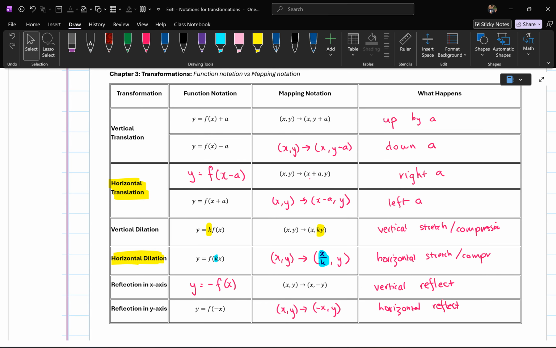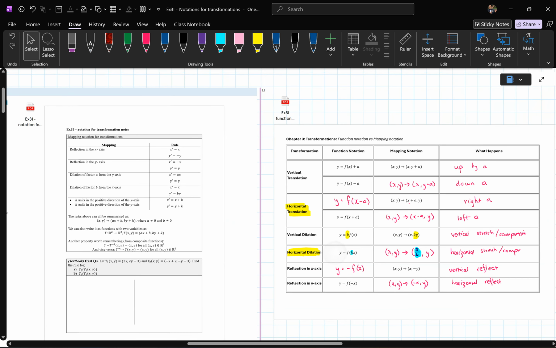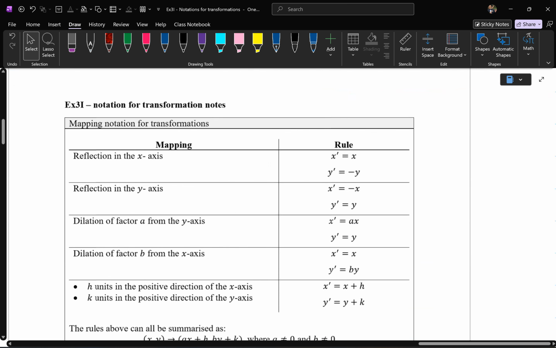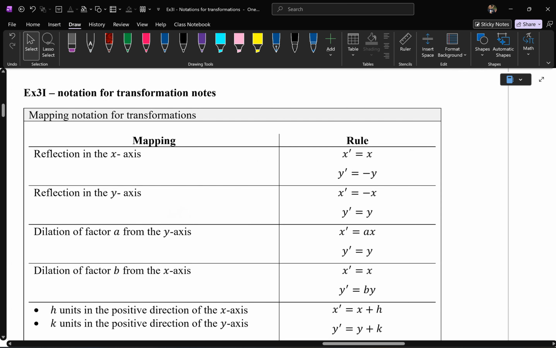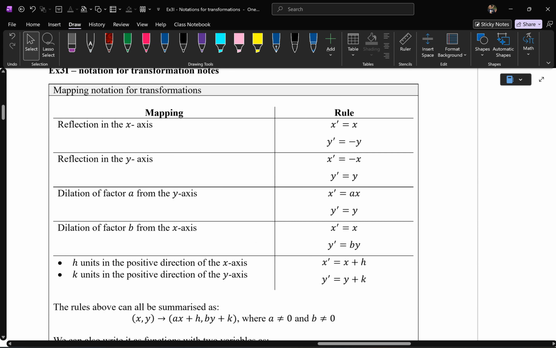Okay? All right, let's go on to today's lesson though. So today's lesson is 3I. We're introducing transformations notation. It was the capital T. You may or may not have seen it. Here we go. Let's have a look. Exercise 3I. So we already know these. I already just went through these ones. So we know mapping notation.